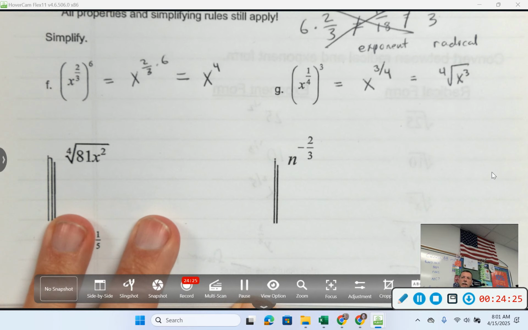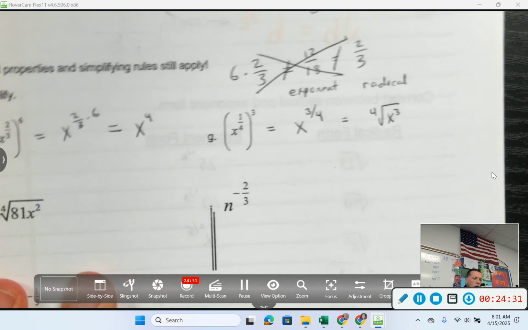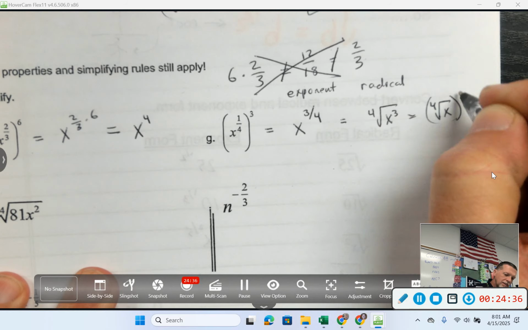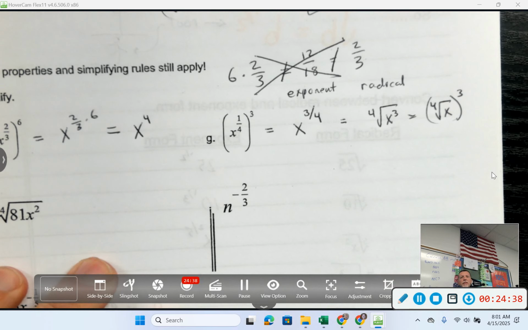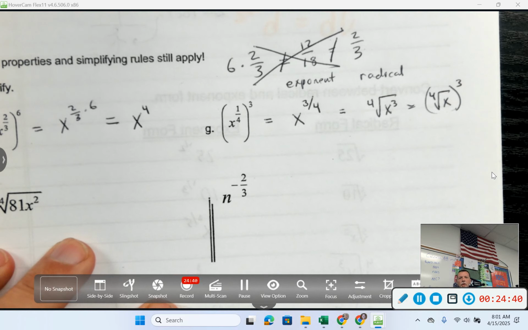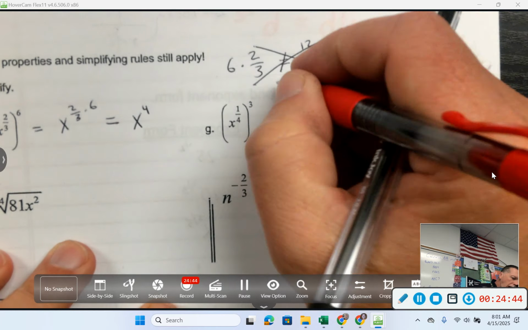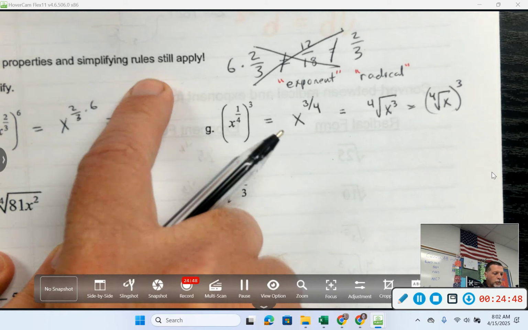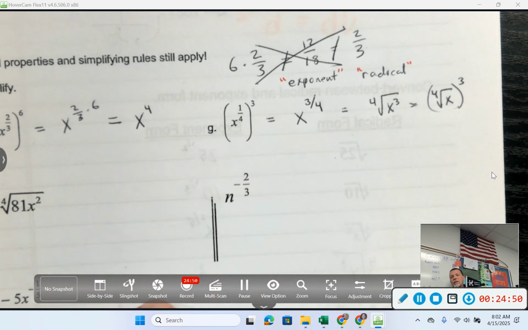Does it matter if the cube is on the x or if you put it outside of it? Oh, that's a good point. It would not matter if you wanted to do the 4th root of x cubed. Yep, same thing. All of those are equivalent. Again, just be careful: sometimes we ask for the exponent answer, sometimes we ask for the radical answer. This one didn't specify, so I have to accept either one.